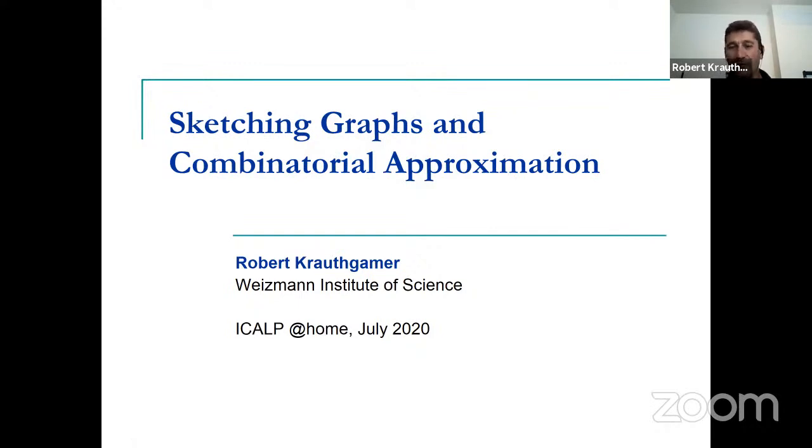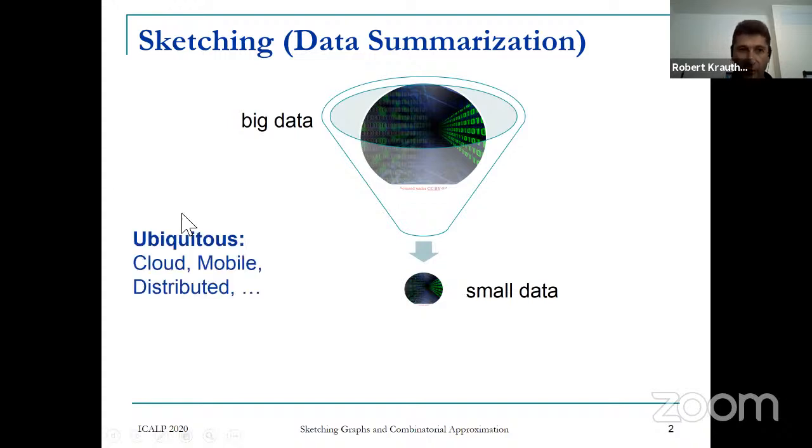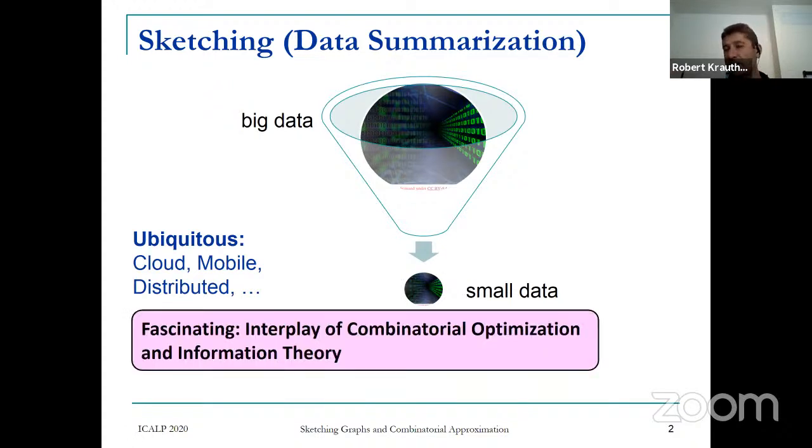And here we are. So I want to talk about graphs and sketching and combinatorial optimization. The framework that I have in mind is that we have a lot of data, which I called big data in this slide. What we usually want to do is somehow compress it into a small object so that we can later use that smaller object to continue processing or querying our data. This is common in many areas, from cloud computing, mobile computing, distributed computing. We need these things because these small objects are easy to store, they're easy to communicate. They have a lot of advantages.